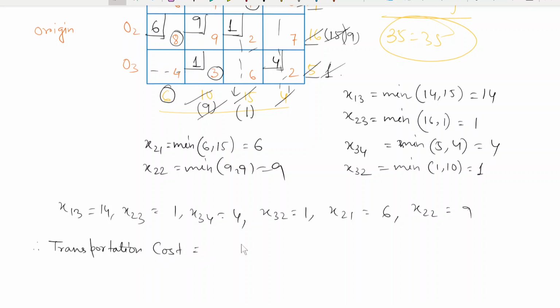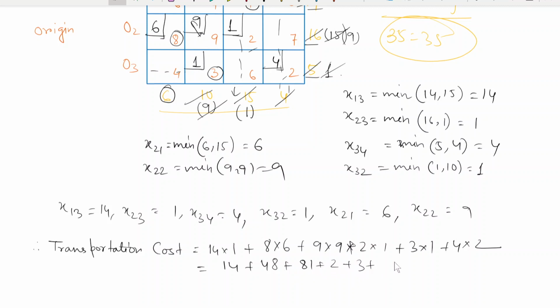Therefore the transportation cost, that is the value of the objective function, is equal to 14 into 1 plus 8 into 6 plus 9 into 9 plus 2 into 1, the allocation and the corresponding cost, plus 3 into 1 plus 4 into 2. So this is equal to 14 plus 8 6s are 48 plus 9 9s are 81 plus 2 1s are 2 plus 3 1s are 3 plus 4 2s are 8.